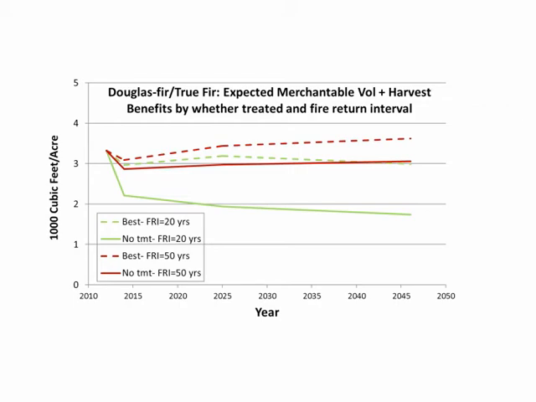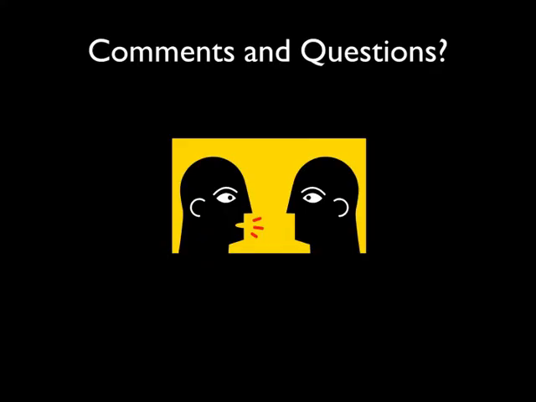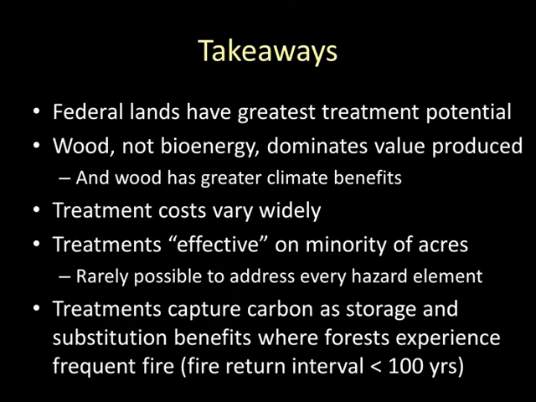So the take-home messages that I hope you will remember are that federal lands do have the greatest treatment potential by far, and that it's the merchantable wood, not the energy wood, that's dominating the value that's produced. And merchantable wood also has greater climate benefits. While it's true that energy wood can offset fossil fuel energy and contribute some benefits that way, merchantable wood that's used in buildings achieves benefits not just through storage, but through the substitution benefit of not using other non-wood materials that are more energy intensive. And even at the end of the useful life of wood used in buildings, its energy value can still be captured.